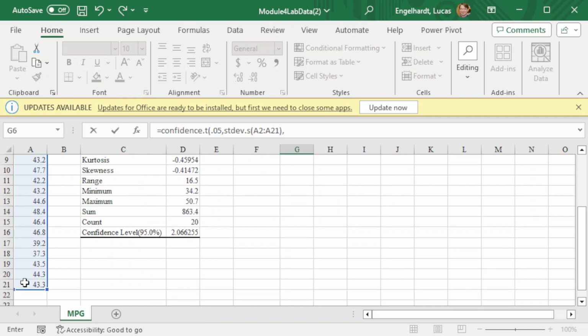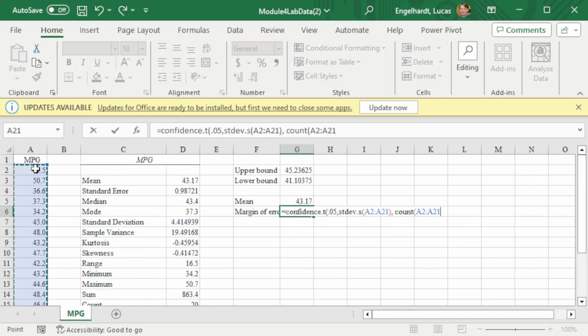The last thing that we need for this formula is the size. For that, the formula would be COUNT, C-O-U-N-T, and then again, we will select all of our data. So that counts how many numbers are in that range. All right, so that would be what our formula would look like.